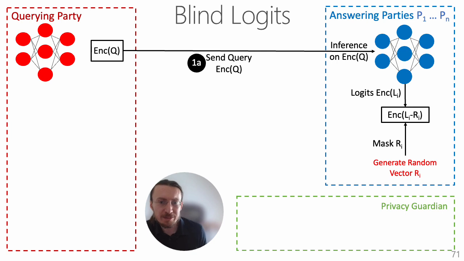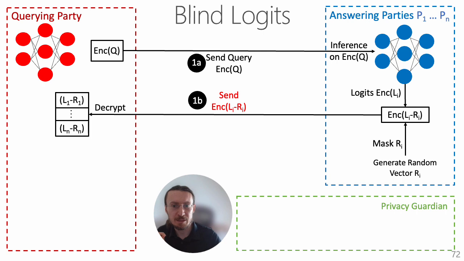Next, we blind the individual results from an answering party. So each answering party generates a random vector R sub n, and then subtracts it from the encrypted logits L sub n. This is possible thanks to the properties of homomorphic encryption. We want to blind the logits because otherwise the querying party would learn the prediction of each answering party on all the queries, which could cause model leakage from answering parties to the querying party. So this is also to prevent what we discussed in the previous lecture, especially in this case, stealing of the model from the answering party by the querying party.